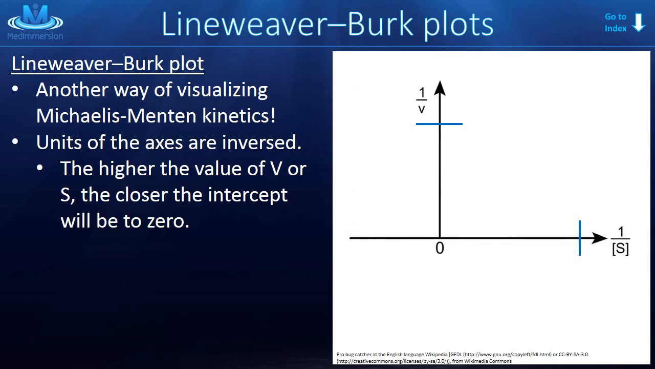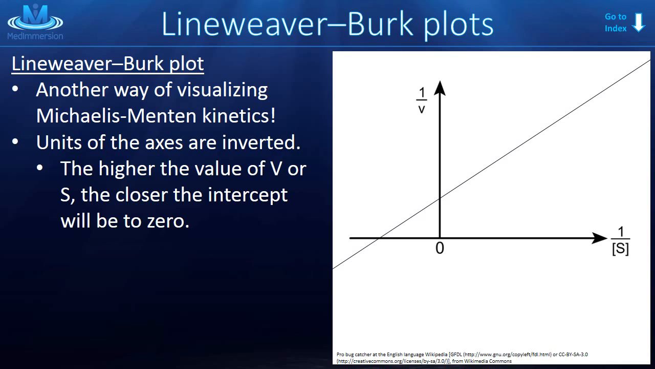The Lineweaver-Burk plot is kind of similar, okay? We're still talking about substrate concentration on the x-axis and velocity on the y-axis, but the values are inverted, okay? So instead of the x-axis being substrate concentration, it's now 1 over substrate concentration. What does that do for the way we interpret this graph? Well, as the substrate concentration gets bigger, the fraction gets smaller. So we actually approach 0 as the substrate concentration gets larger or the velocity gets larger. Okay, so keep that in mind.